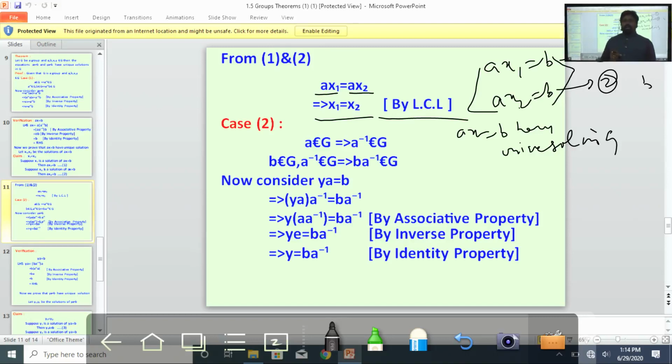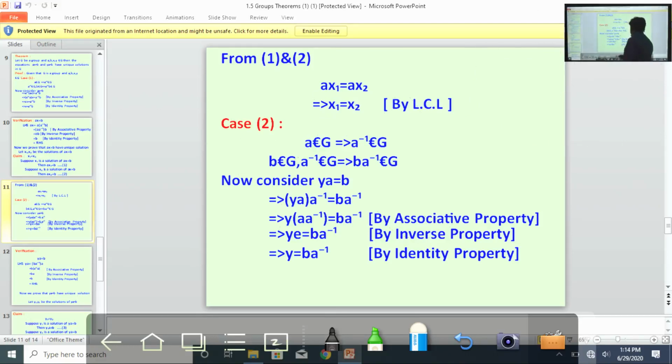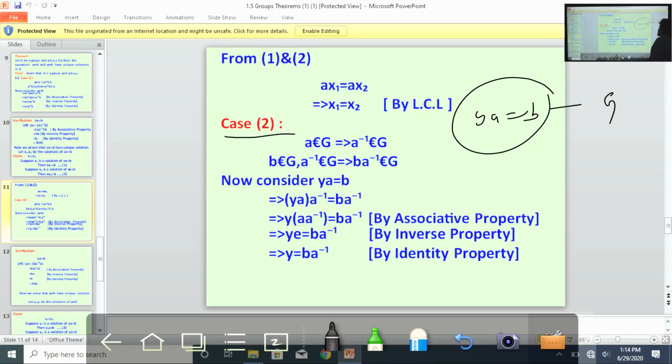What is case 1? Ax = b has a unique solution. Now similarly case 2. What is case 2? Ya = b. Ya = b has a unique solution in G. We prove that. First we find what the solution of Ya = b is. Take a belongs to G, clearly a inverse also belongs to G. Why? Because G is a group, by using the inverse property.